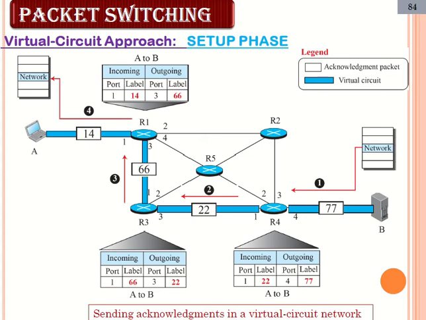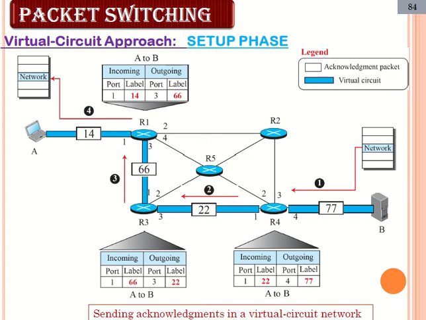I repeat, in setup phase, a router creates an entry for a virtual circuit. In this case, suppose A, that is source A, needs to create a virtual circuit to destination B. Then two auxiliary packets, testing packets, are to be exchanged between source A and B. So in order to create a virtual path, initially there will be two packets exchanged between the source and the destination. Okay, the request packet as well as the acknowledgement packet.